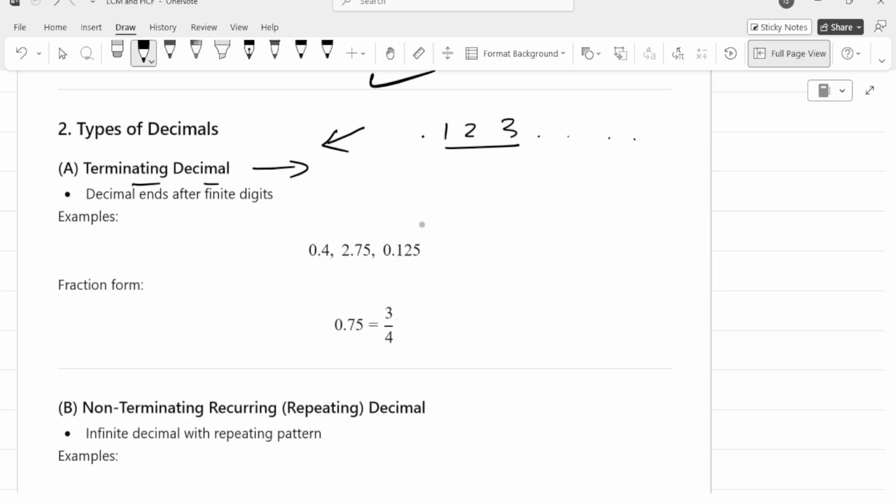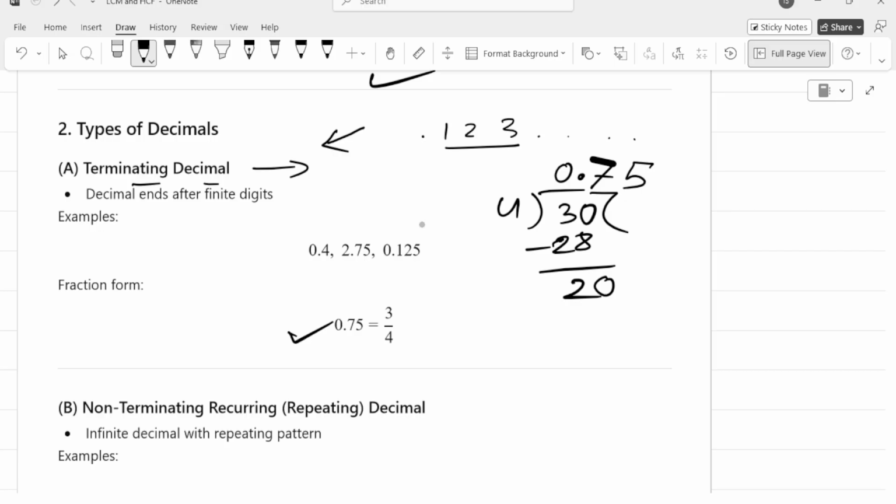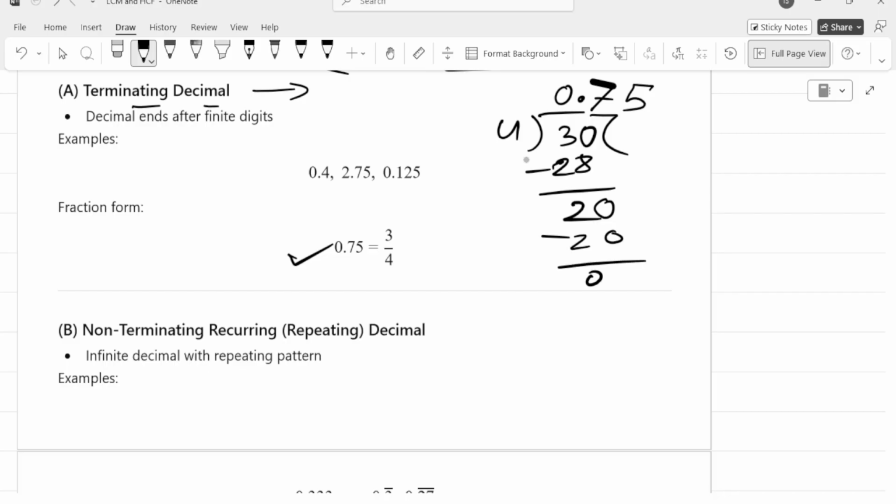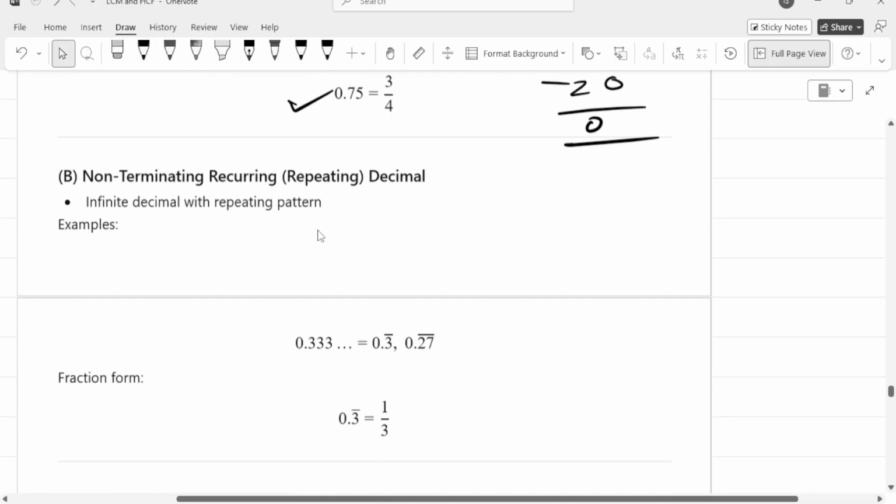For example, when 4 is divided by 5. First place 0 point, then we take 40. 5 eights are 40, then we subtract. Then we get 0. Here is the fraction to decimal form, and it does not go on. After there is no remainder, so it stops. That we call a terminating decimal.